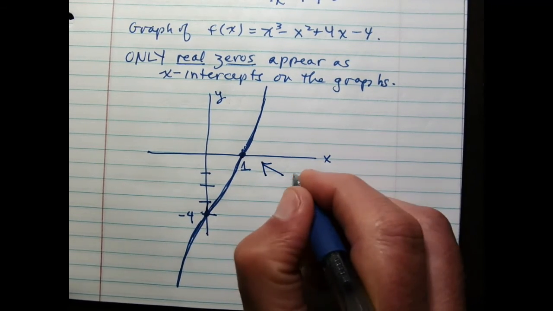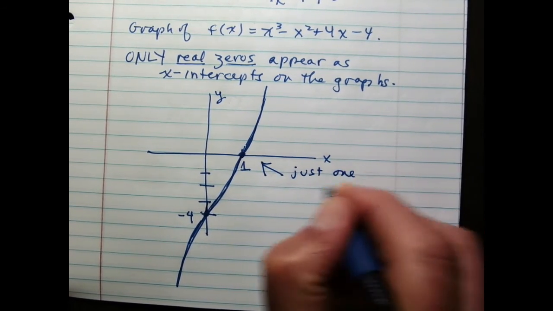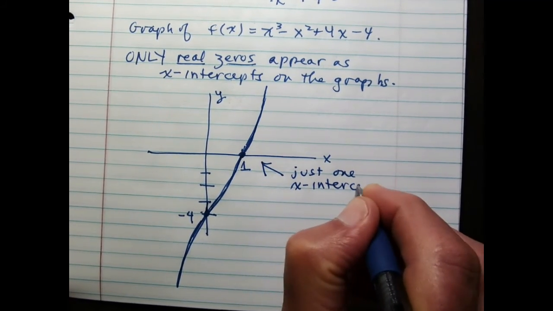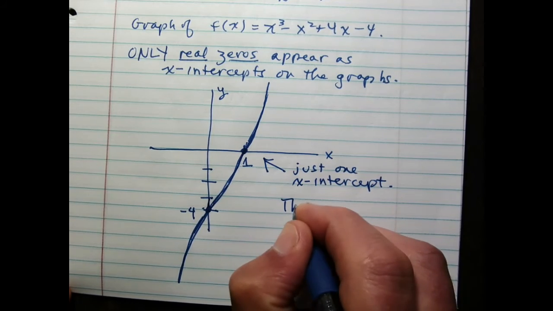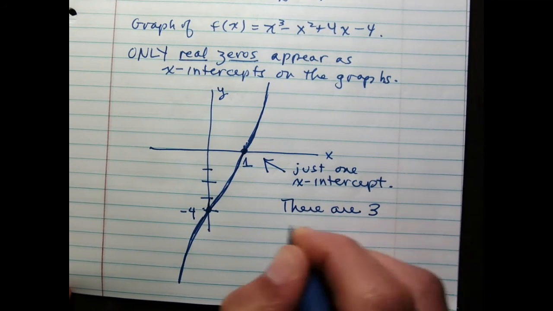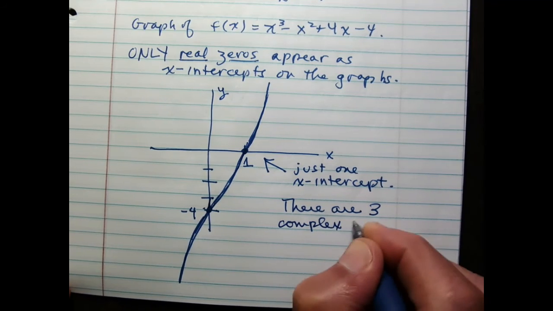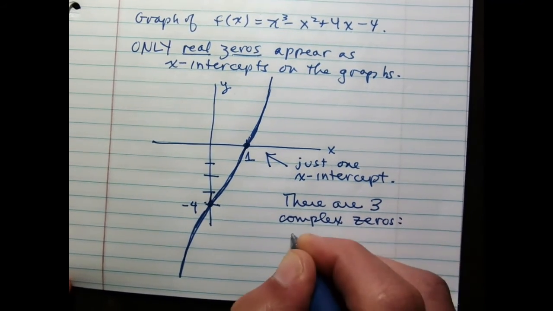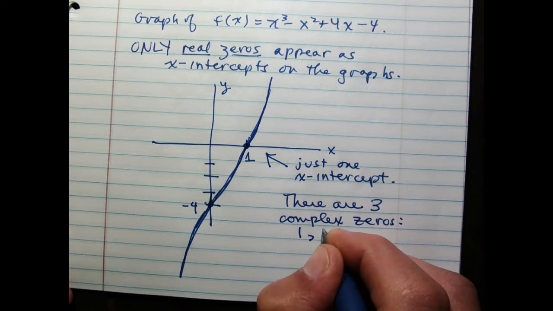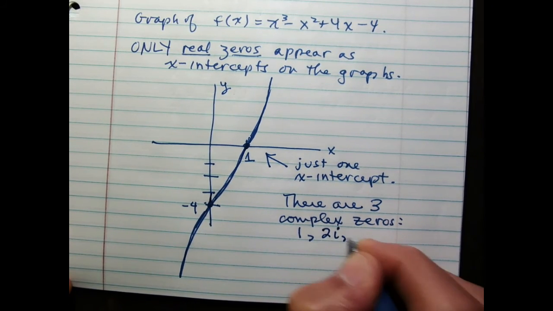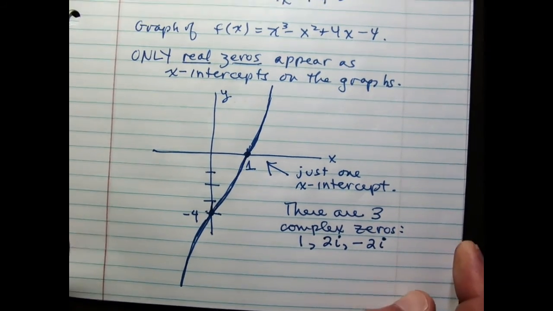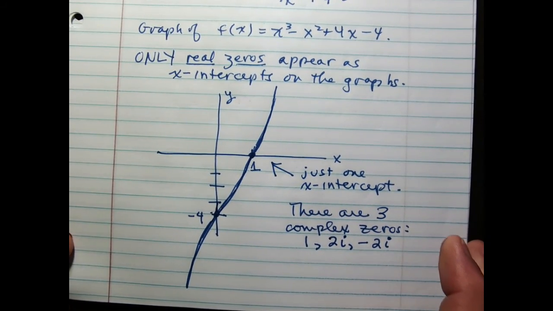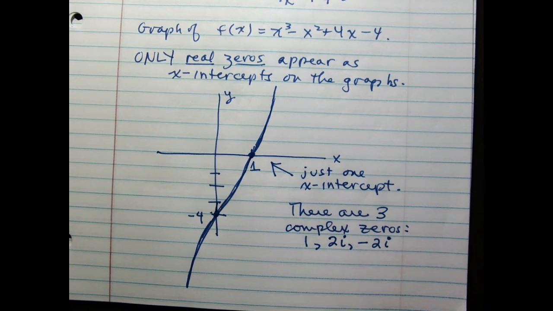So notice there's just one x-intercept, but there are 3 complex zeros. One, what were the other two? 2i, and -2i. Again, the thing is those complex zeros, they're there, but they don't appear on the graph in any way. And that's it. And we will talk more about complex numbers in the coming video.